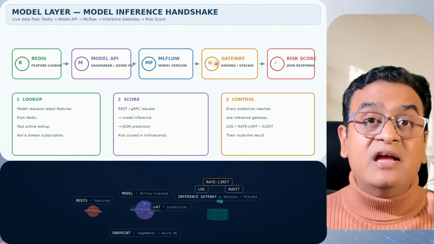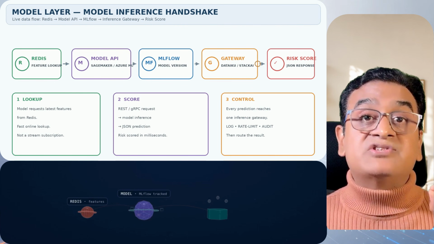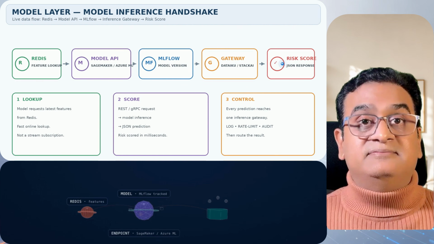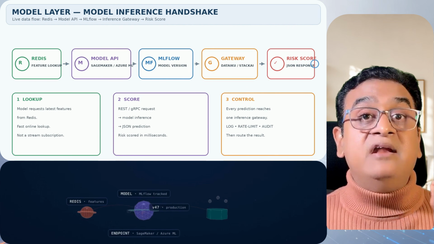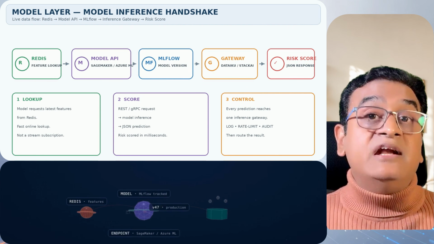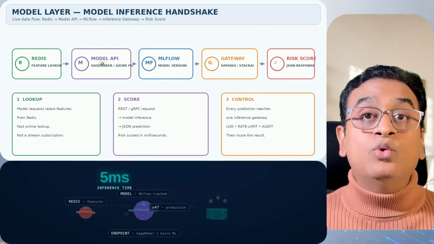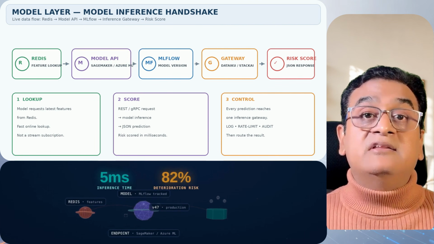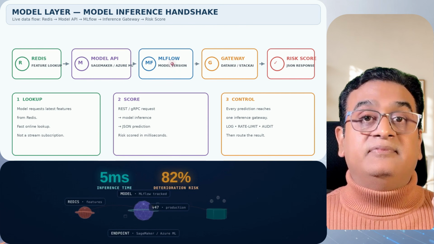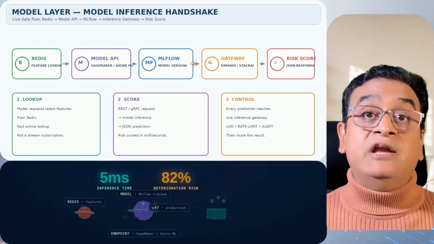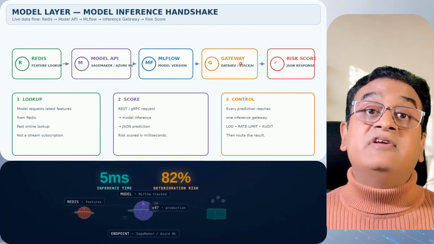That model serving endpoint is really just a REST or gRPC API. Both SageMaker and Azure ML work this way natively. So calling the model is technically no different than calling any other web API. You send a request and you get back a JSON response with the prediction.